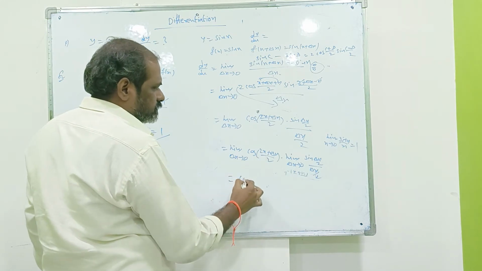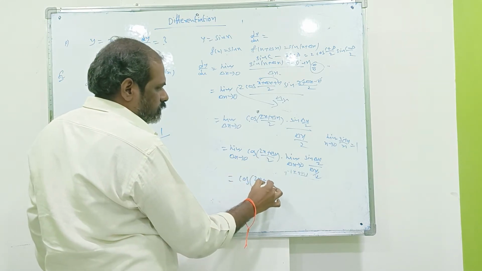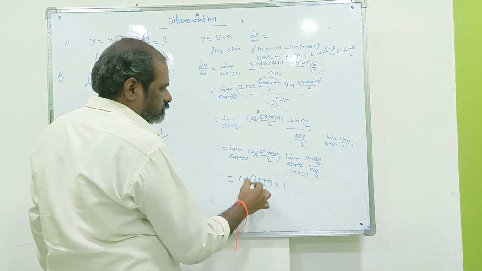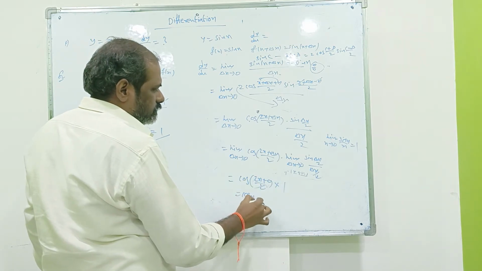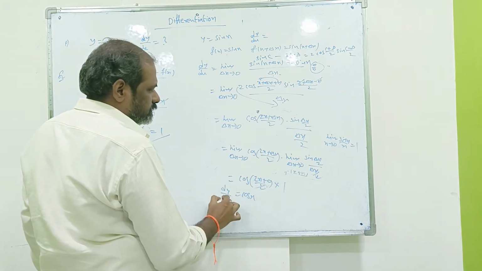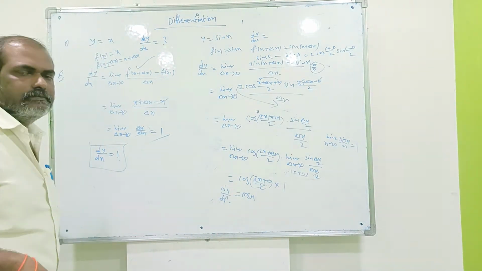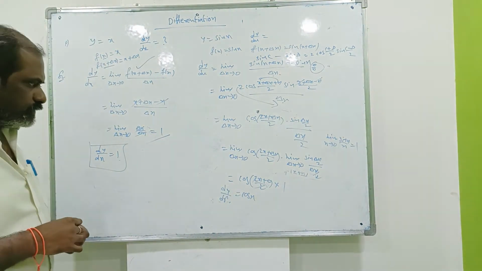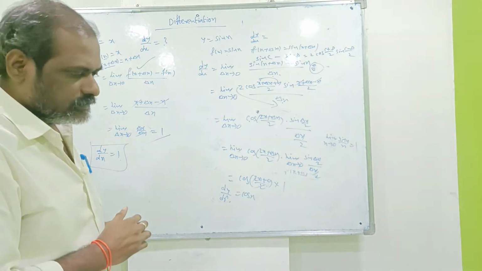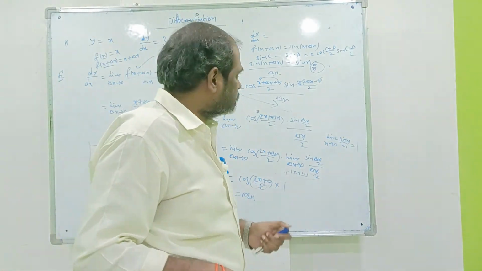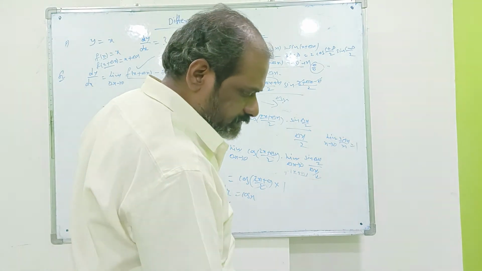Delta x tends to 0 means cos of (2x plus 0) by 2 into that is 1. 2 cancels, we get cos x. dy by dx equal to cos x. y equal to sin x means dy by dx equal to cos x. So how to get the derivative of sin x, according to the first principle of differentiation, we get the derivative of sin x is cos x.